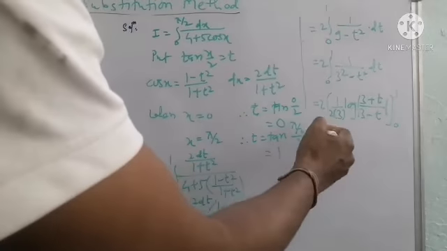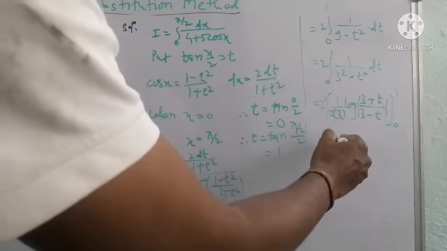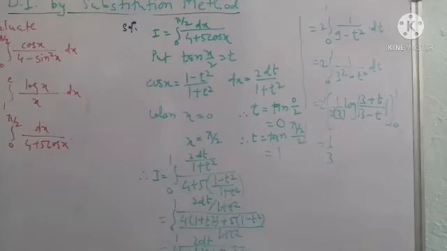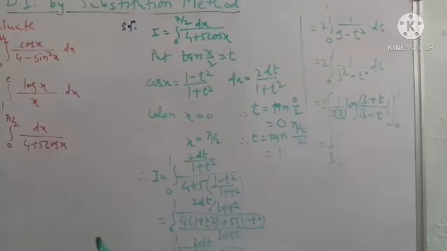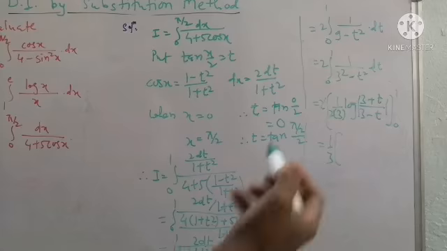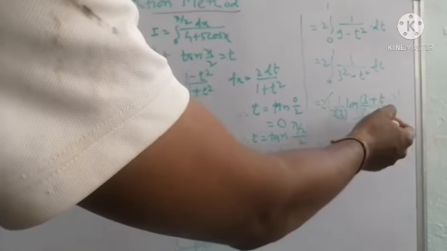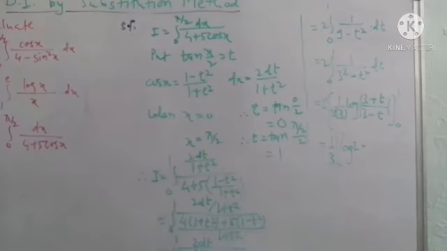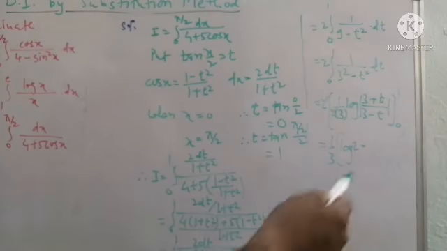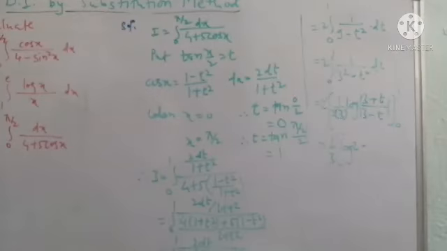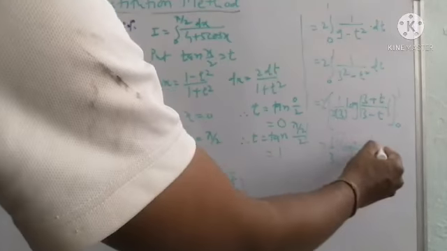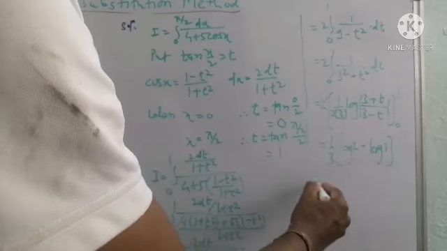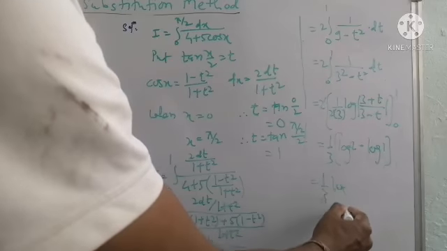Now take the constant outside; actually 2 gets cancelled, and we get only 1 by 3. Now putting the upper limit in the logarithmic term, as t is equal to 1, we get log of 3 plus 1, which is 4, divided by 3 minus 1, which is 2, that is log of 4 by 2, that is log 2, minus the lower limit 0: log of 3 plus 0, which is 3, divided by 3 minus 0, which is 3, that is 3 by 3 equals 1, that is log 1. As you know, log 1 is always 0, so we get the answer 1 by 3 log of 2.